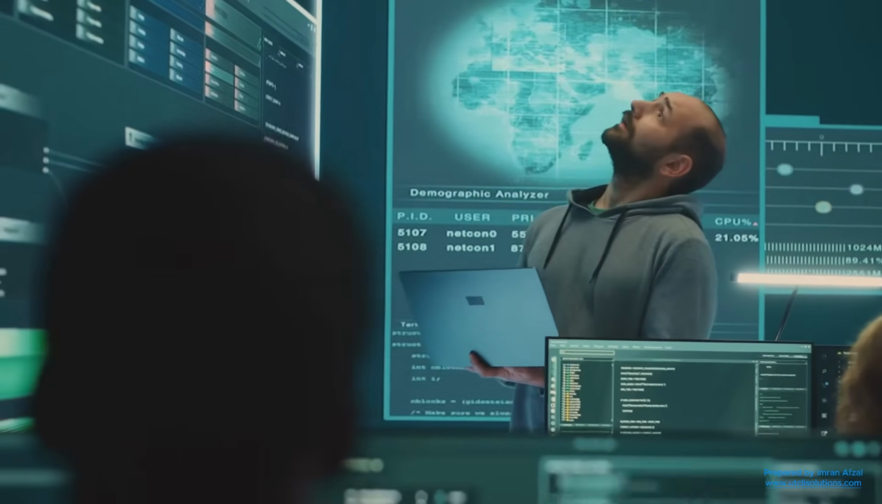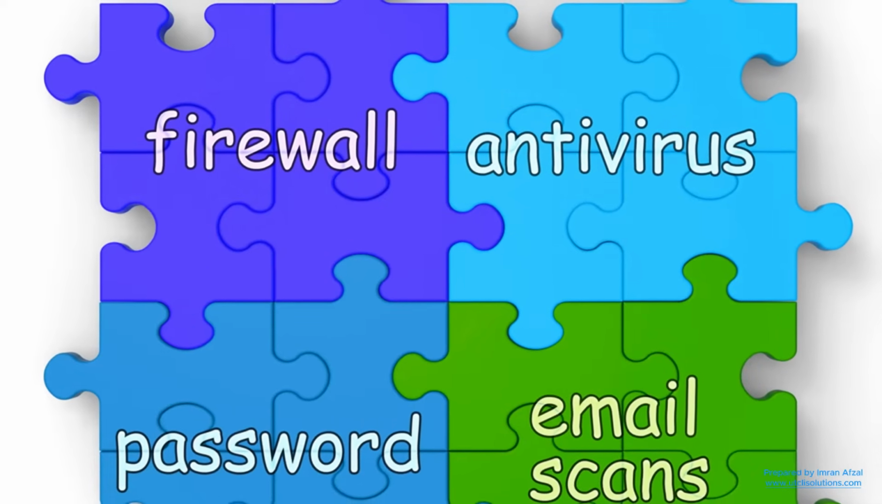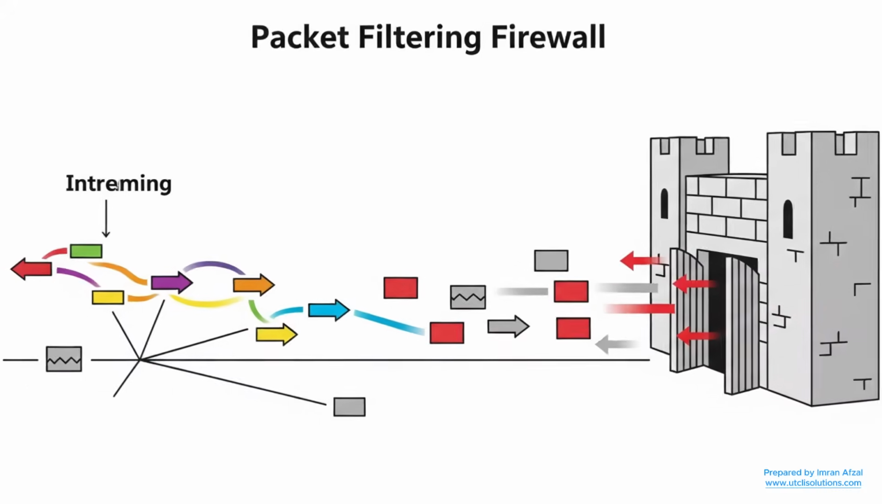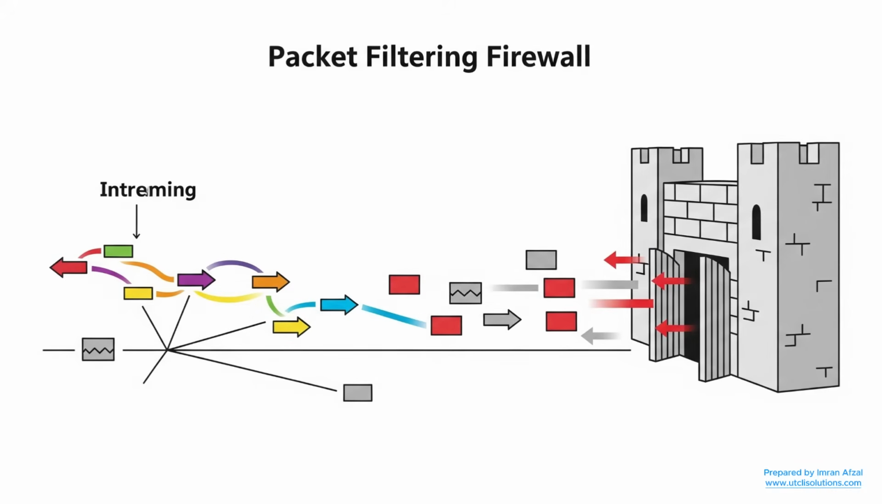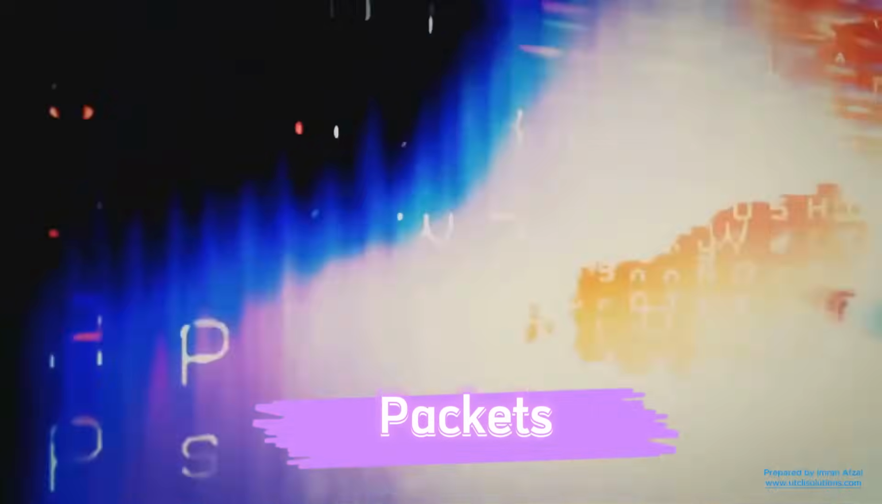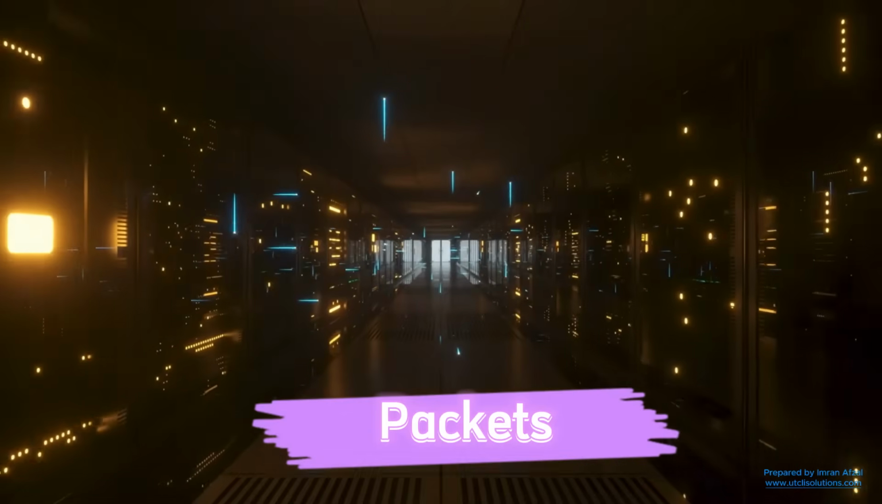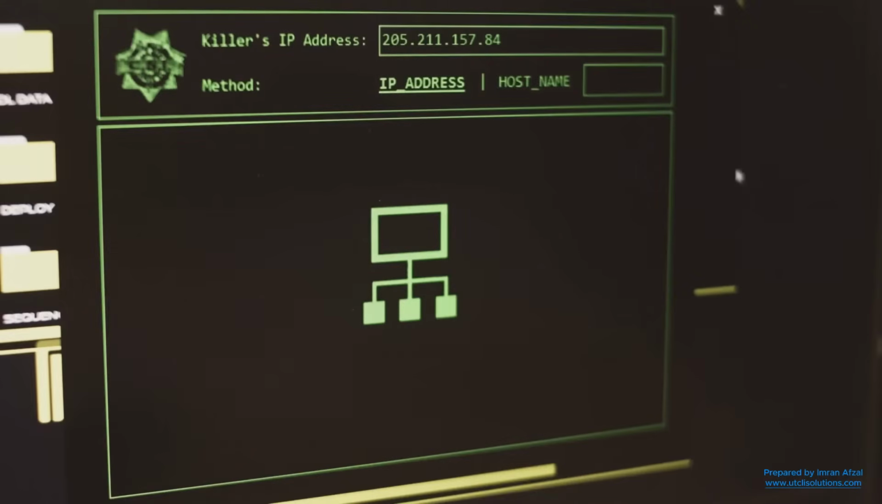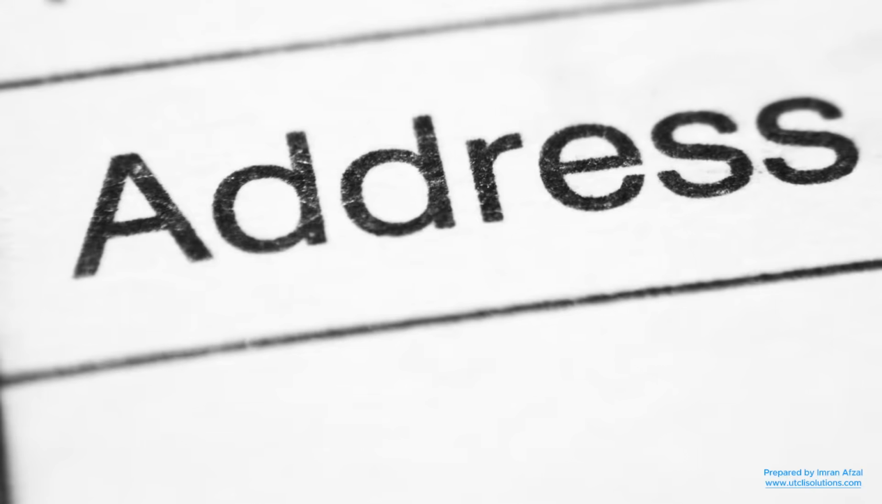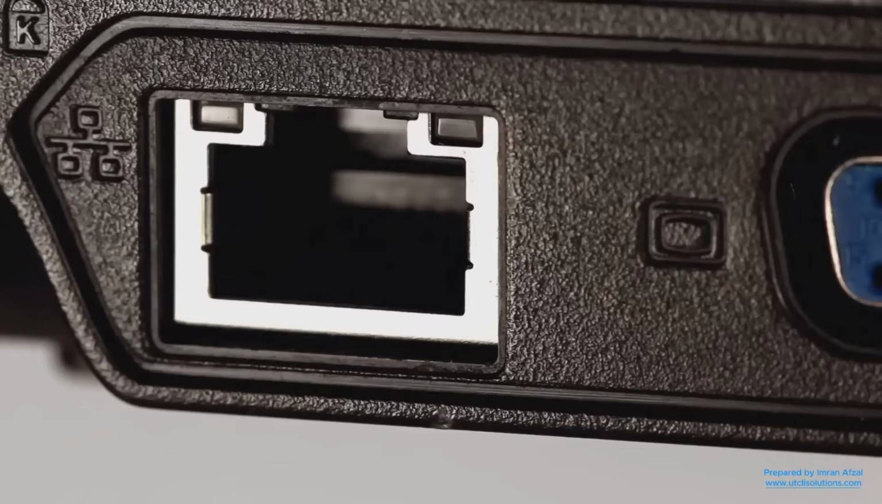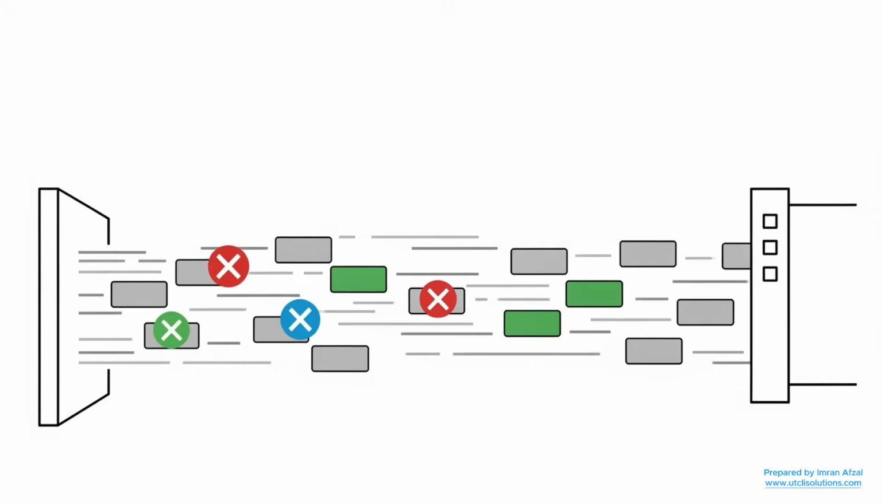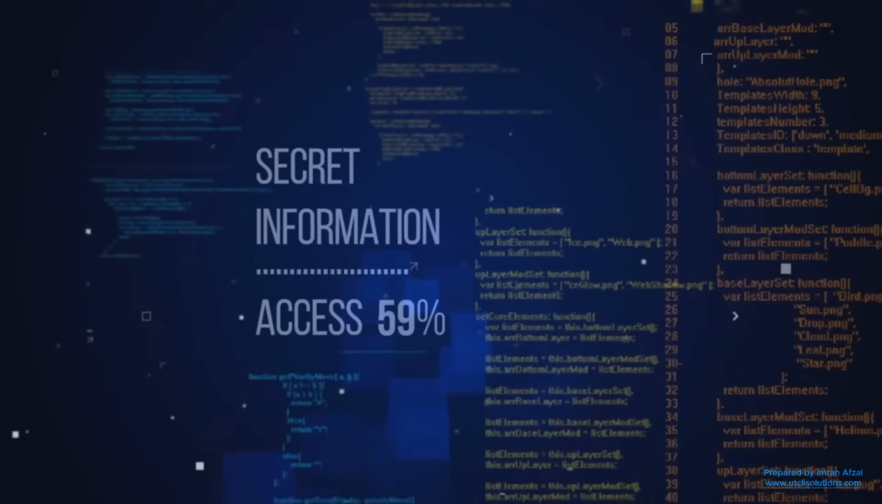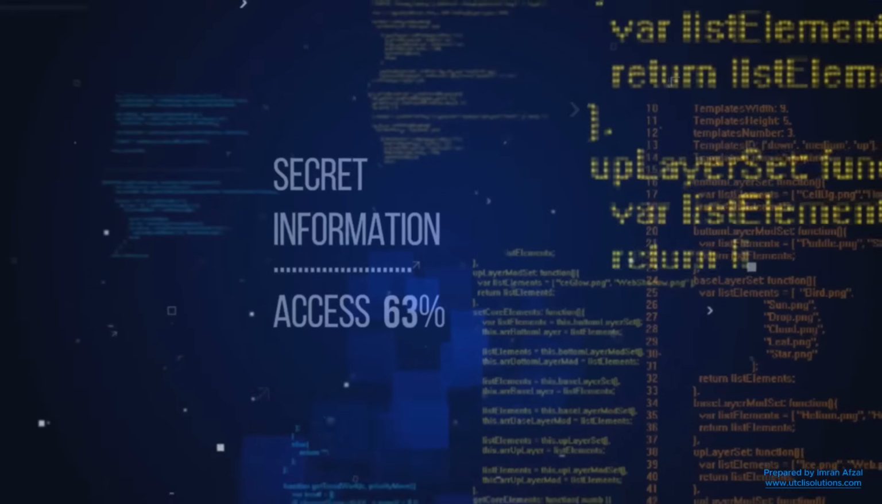Let's now look at the different types of firewalls based on how they work. The first one is a packet filtering firewall. This is the most basic type. It checks small chunks of data, called packets, as they try to enter or leave the network. It looks at things like the source address, destination address, and port number. If the packet doesn't follow the rules, it gets blocked. This type is fast, but doesn't check the content inside the data.